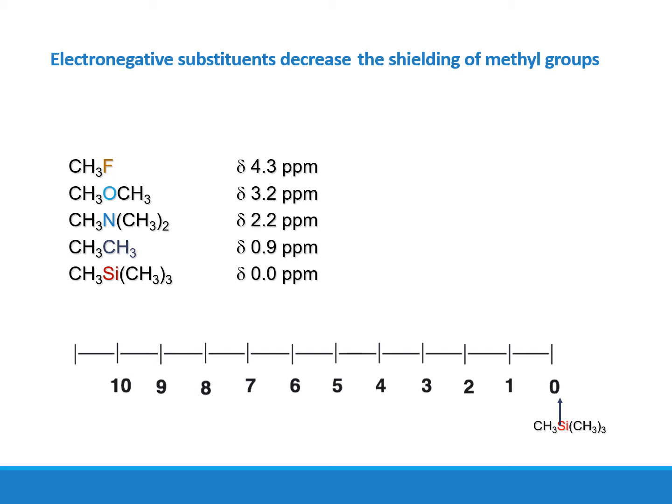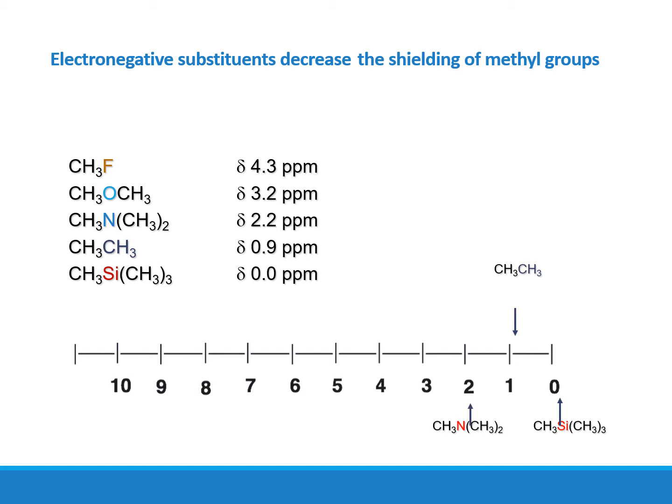So like I said, polar bonds are highly deshielded and will have high chemical shifts and appear to the left side in the chemical shift reading, whereas the bonds which have less electronegative bonds or nonpolar bonds are highly shielded and appear to the right side of the chemical shift.